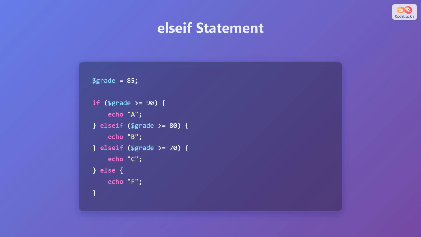Now let's learn about the elseif statement. This allows you to check multiple conditions in a sequence. In this example, we declare a variable named grade and set it to 85. The first if statement checks if grade is greater than or equal to 90. If not, the elseif condition checks if grade is greater than or equal to 80, and so on. If none of the if or elseif conditions are true, the else block is executed. In this case, since 85 is greater than or equal to 80, it will output "B".